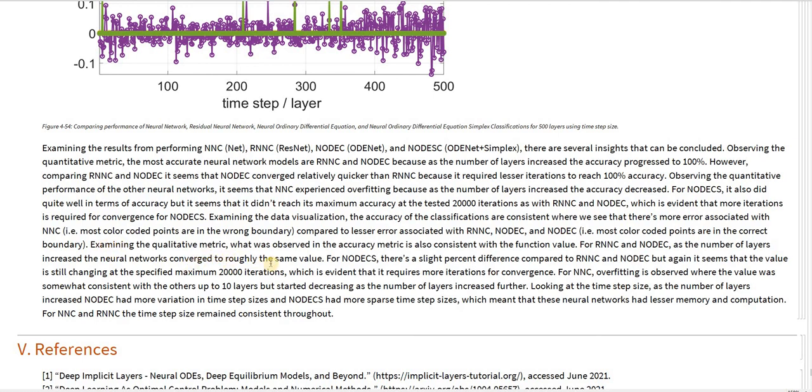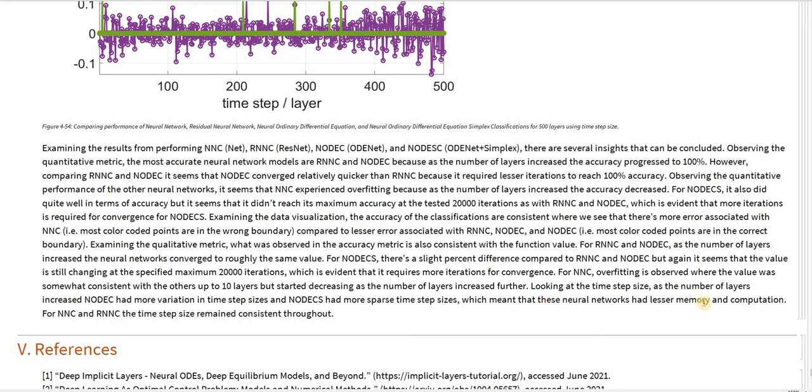And examining the qualitative metric, what was observed is the accuracy metric is also consistent with the function value. For the residual neural network, as the number of layers increase, the neural network converges to roughly the same value. And for the simplex ODE neural network here, there's a slight percent difference compared to the residual neural network as well as the regular ODE network. But then again, the value is still changing, so maybe I should have increased the number of iterations as I mentioned. And for the regular neural network, we also confirmed this quantitatively, where overfitting is observed: the value is somewhat consistent with the others up to 10 layers, but started decreasing as the number of layers increase.